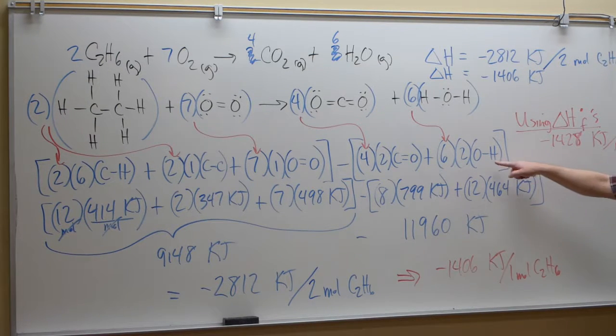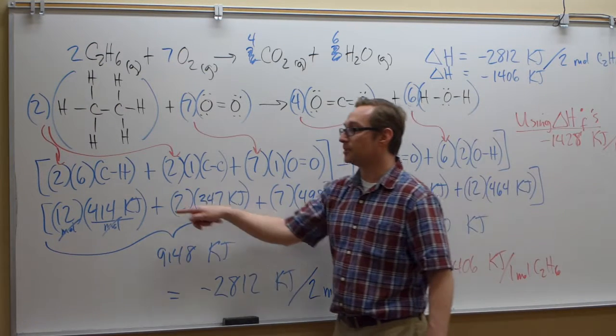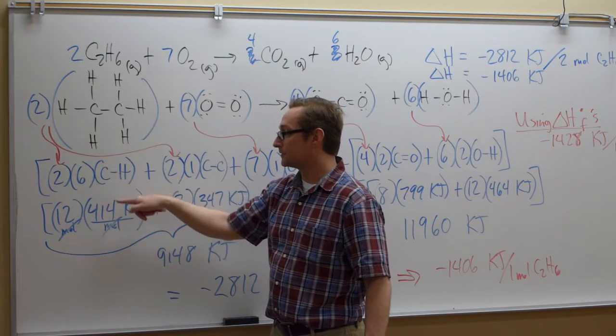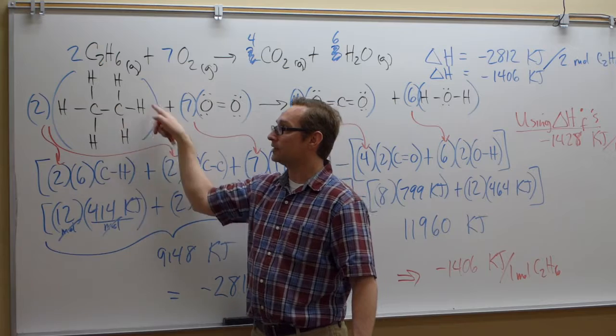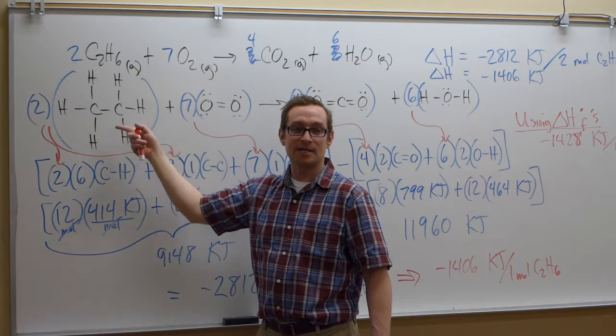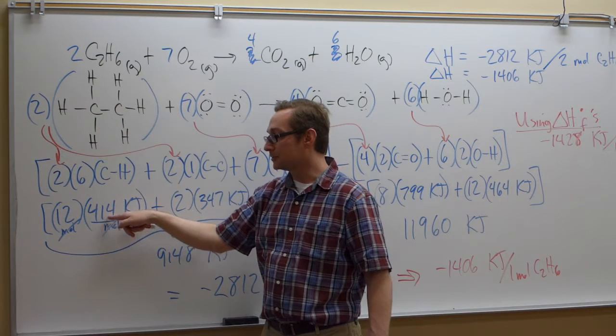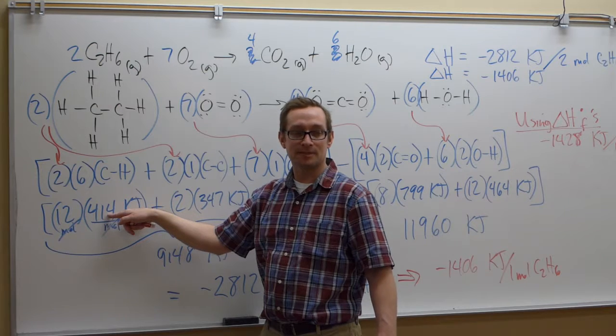We don't know that the OH bond specifically in water has this bond energy of 464. We don't know that. But what we do know is that on average, over thousands of different compounds, the bond energy for OH is this. We don't know that the CH bond in ethane is 414 kilojoules per mole. We don't know that specifically for ethane. The CH bond in ethane is probably a little bit different from this. Maybe not by a lot, but a little bit different.